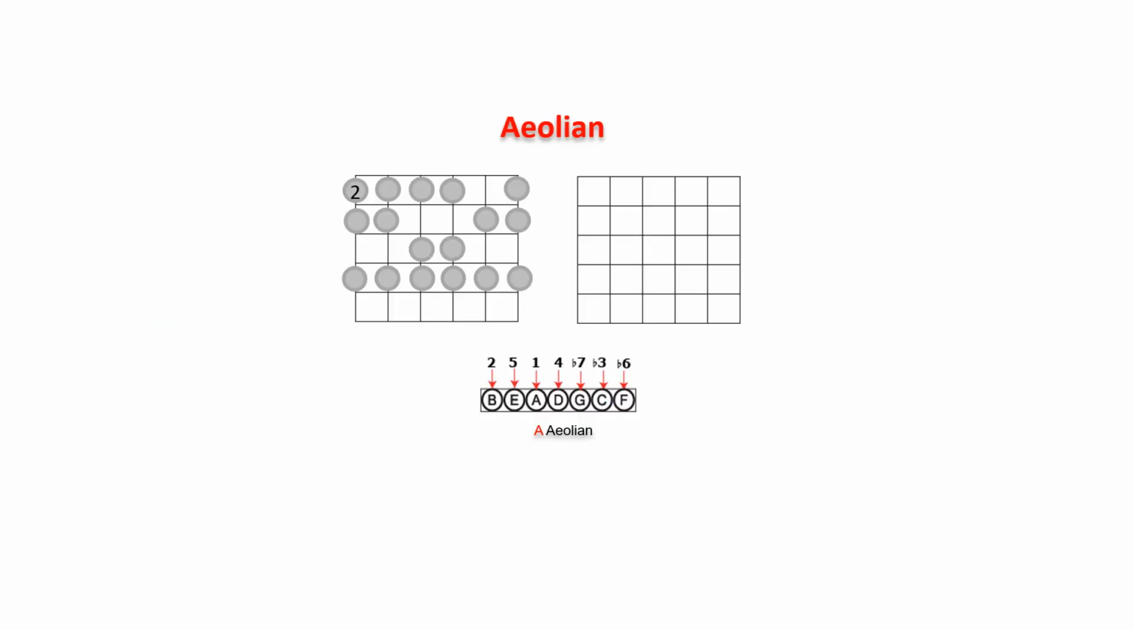Fifthly, we can determine the root locations of a mode in any caged shape by counting up in fourths or skipping notes in the pattern.